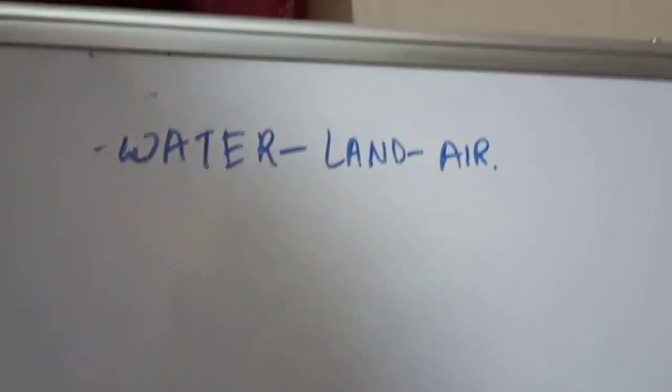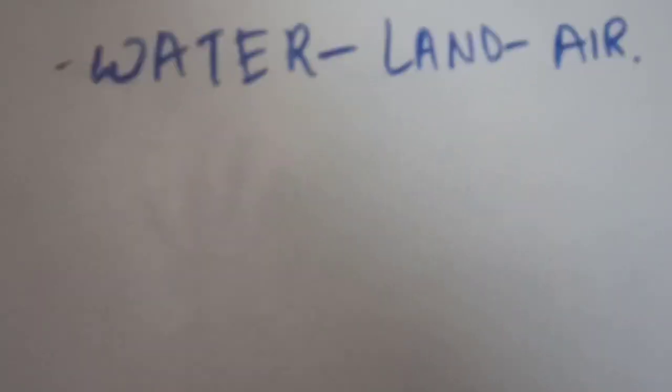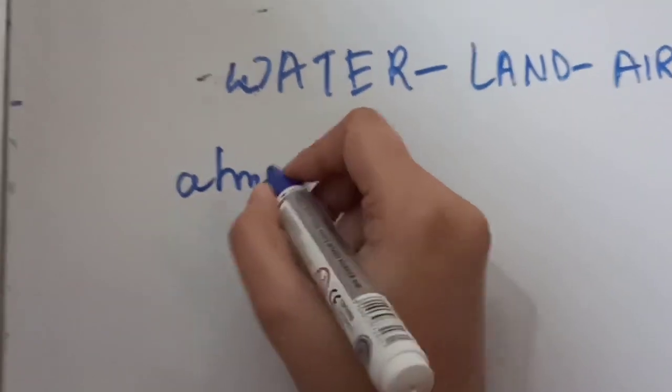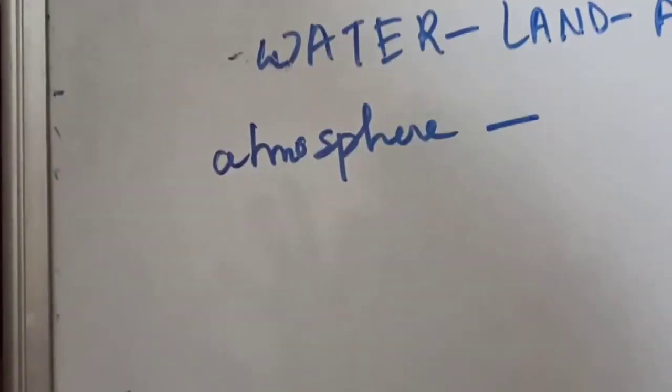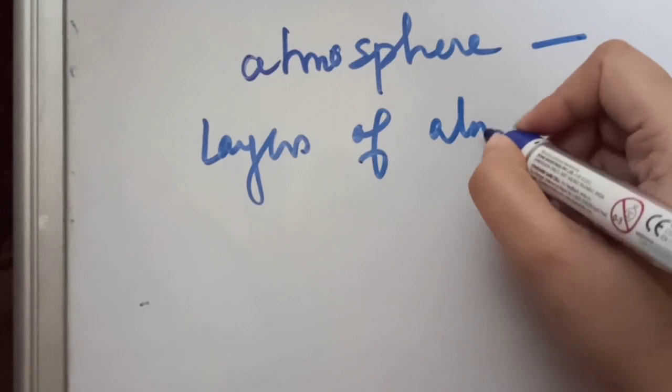Hello students of class 6, I'm going to continue with the chapter Air, Land and Water in this video. In the last video I discussed the definition of the atmosphere and what the atmosphere is made up of. So now in this video today I'm going to explain the layers of the atmosphere.